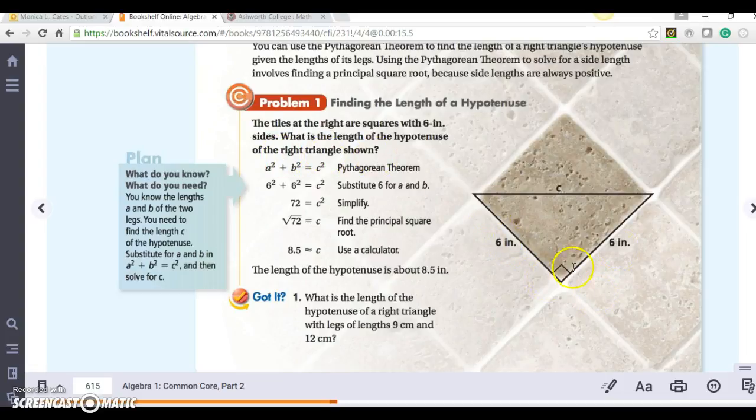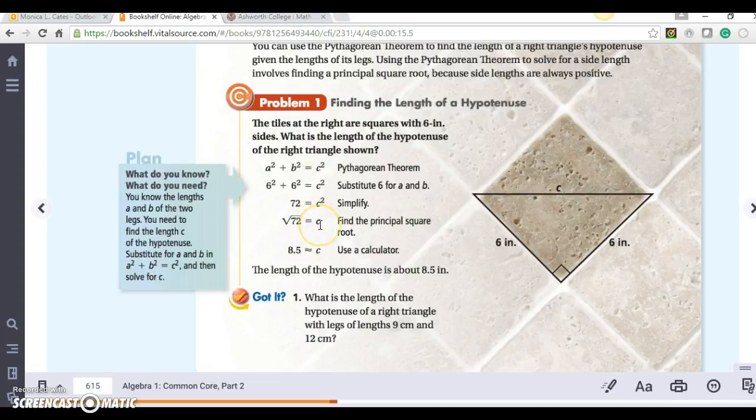So if a square, we know the sides are the same, they're equal to each other. So I have 6 inches and 6 inches. And so my legs are 6 inches. And so I plug it into my formula, which is the leg squared plus the leg squared equals the hypotenuse squared, which is what we're looking for. So I get 6 squared plus 6 squared equals c squared. And I get 72.